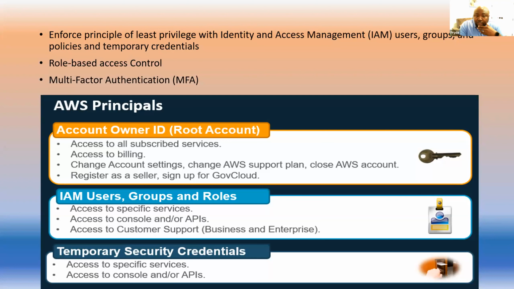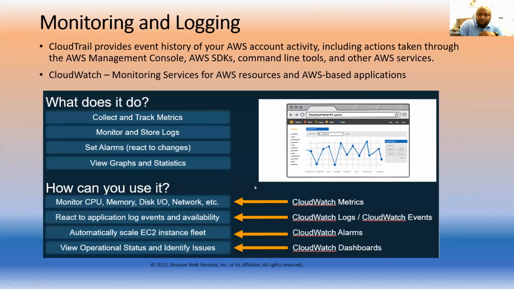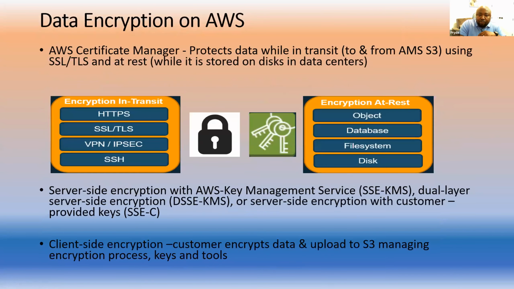So now, we cannot talk about security within AWS and not talk about data encryption. There are various mechanisms used by Amazon Web Services to ensure that data is secure both in transit and at rest. In transit means to and from AWS S3. Sorry, there's a typo here. It should be to and from AWS S3.